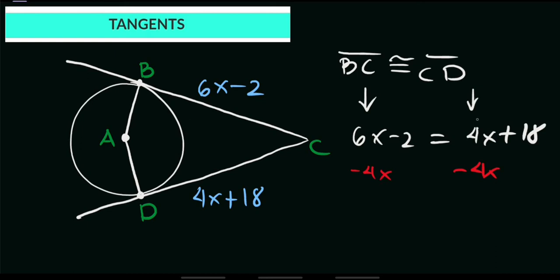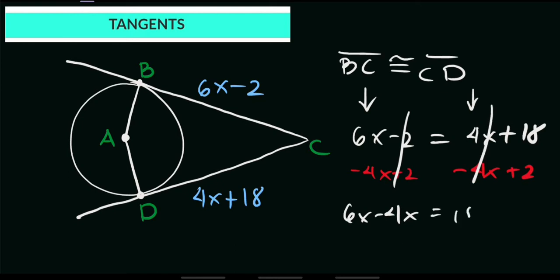If you want to transpose the value for x, if that is your technique, it's up to you. Our goal is to solve for the value of x, so we need to isolate x. Let's add 2 to both sides by applying the addition property. Therefore, it will give us 6x minus 4x, cancel out 2, is equal to 18 plus 2, cancel out 4x. 6x minus 4x is 2x, and that is equal to 18 plus 2, which is 20.